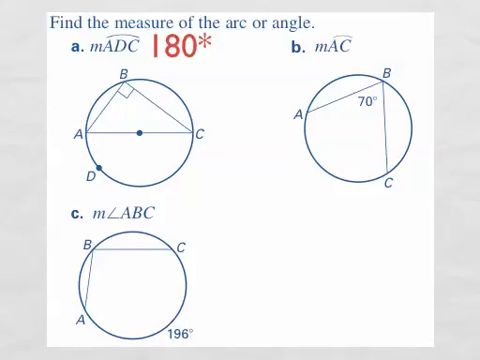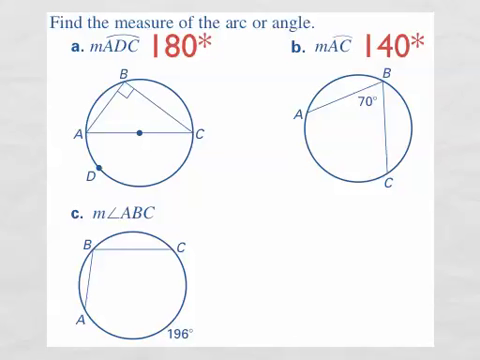If you look at B, they ask us to find the measure of arc AC. Notice that angle ABC is 70 degrees, and it is an inscribed angle. The intercepted arc would be AC. We would double 70 to get 140.